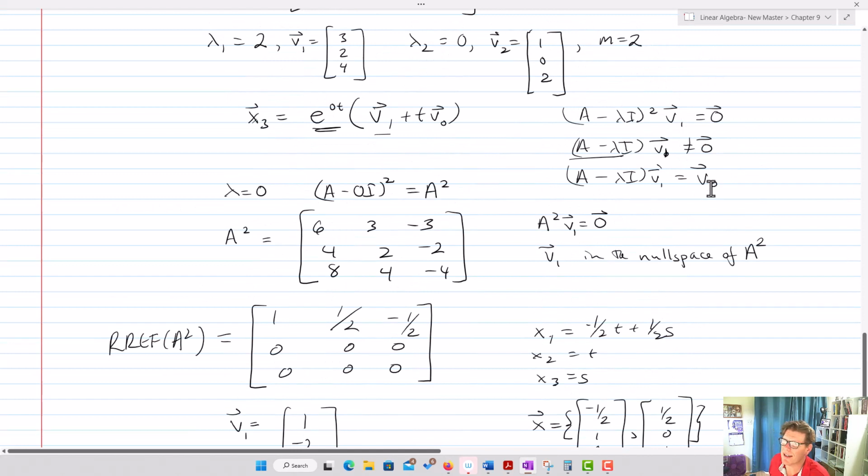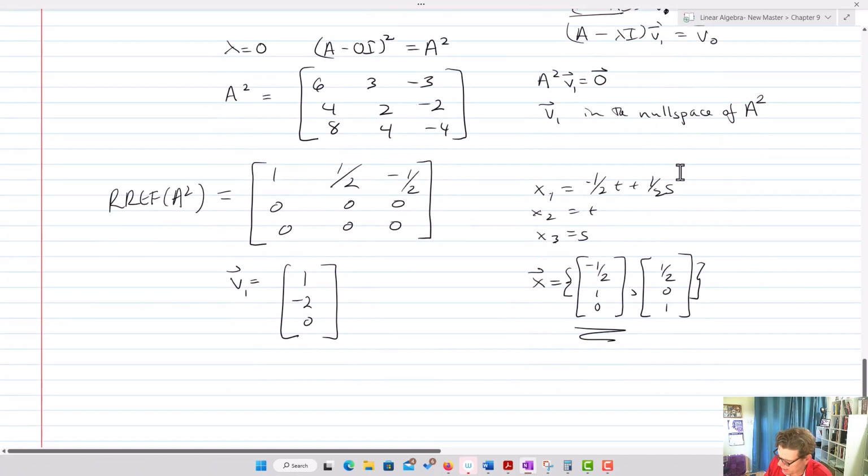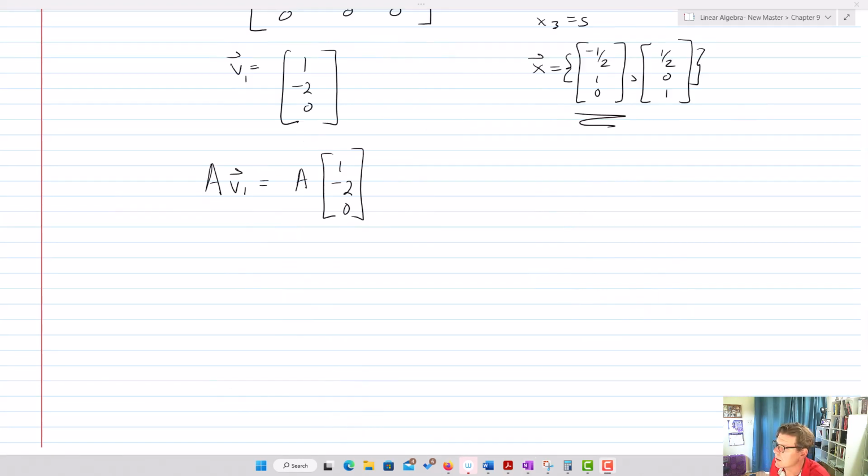I'll confirm that it's not going to end up equaling 0, because I'm going to multiply it by A. So A times v1 is then going to equal A times 1, negative 2, 0. And so when I multiply that, what I get is negative 2, 0, negative 4.